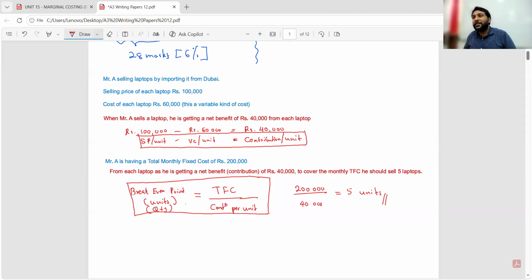Now what will happen? Still you will make losses. He can't change the selling price. We'll assume he is changing the selling price to 90,000. Then contribution per unit will be only 30,000. 30,000 into 5 laptops means only 150,000 to settle the fixed cost. No money. So they can't change the selling price.